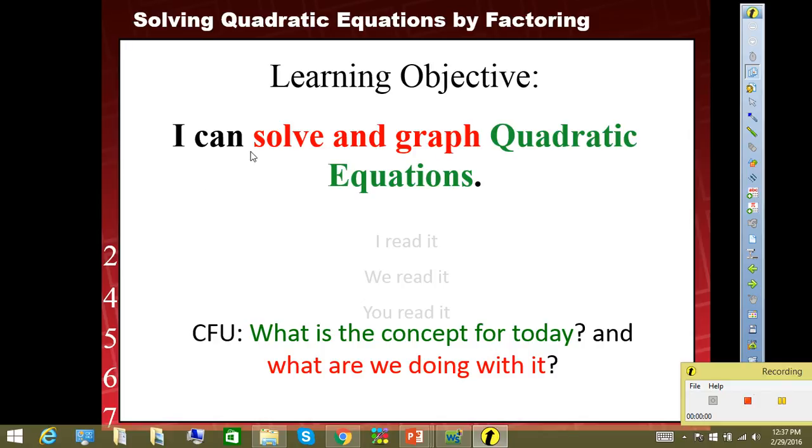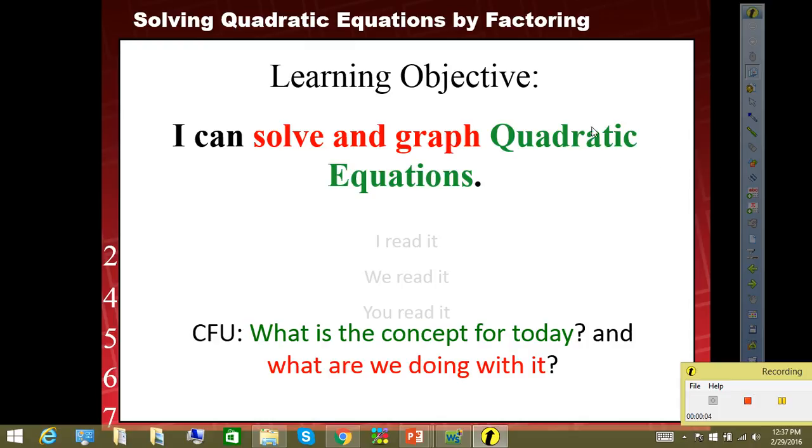Our objective for today: I can solve and graph quadratic equations. Read together, 1, 2, 3. I can solve and graph quadratic equations. So we're moving on. We already covered quadratic functions last week. Today we're starting with quadratic equations. It's going to go a little bit fast, so make sure you keep up.